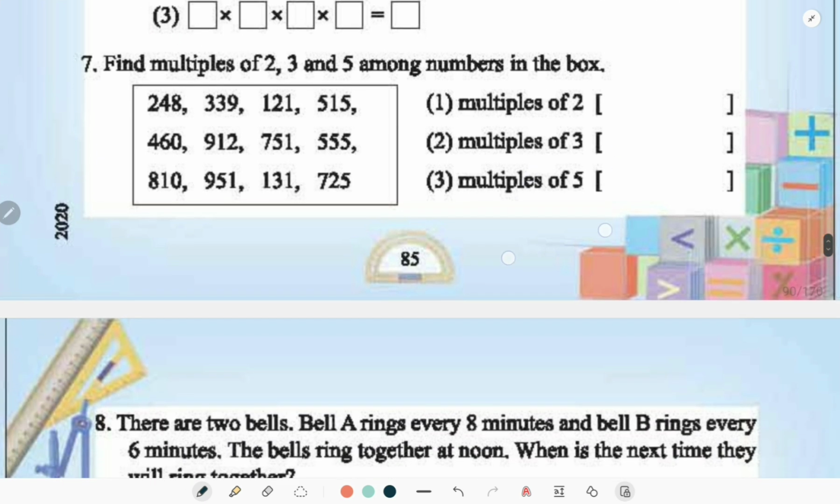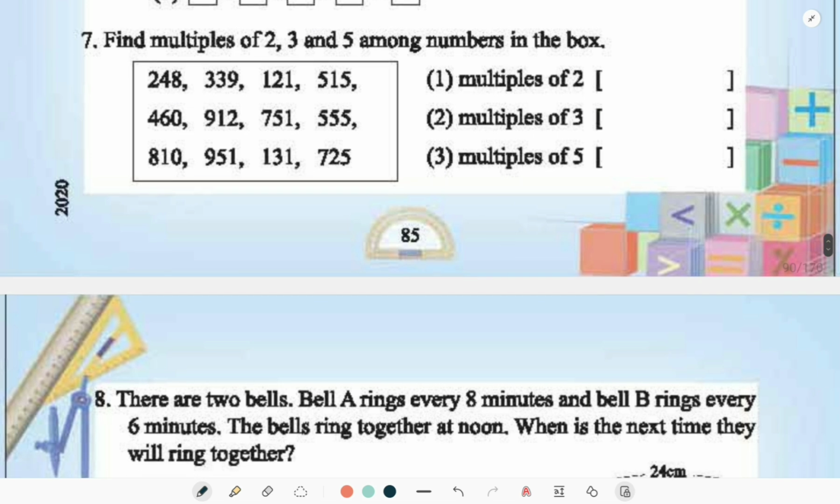Find multiples of 2, 3 and 5 among the numbers in the box. 2, 4, 8 is a multiple of 2. Okay, and what else, 460 also, and then 912, and then 810. That's it. Okay, what about multiples of 3?